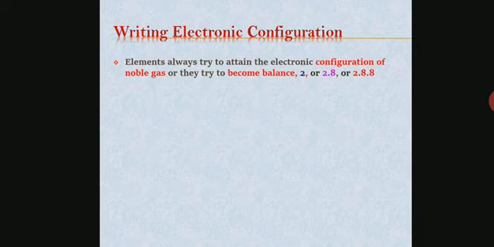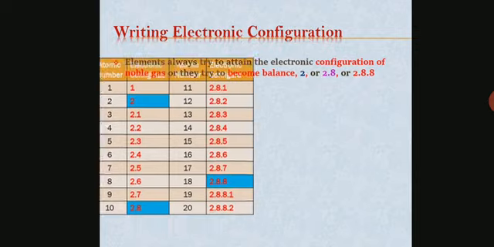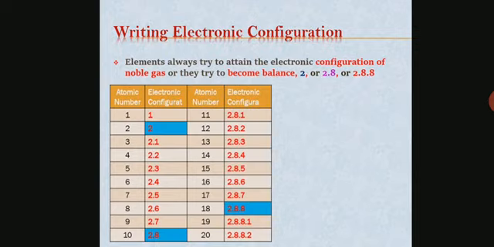An atom always tries to become balanced. Trying to become balanced means they always try to attain the electronic configuration of the nearest noble gas. So the electronic configuration of the nearest noble gas may be of helium, that is 2, it may be of neon, that is 2.8, or it may be of argon, that is 2.8.8. So this is the atomic number up to 20 and electronic configuration.